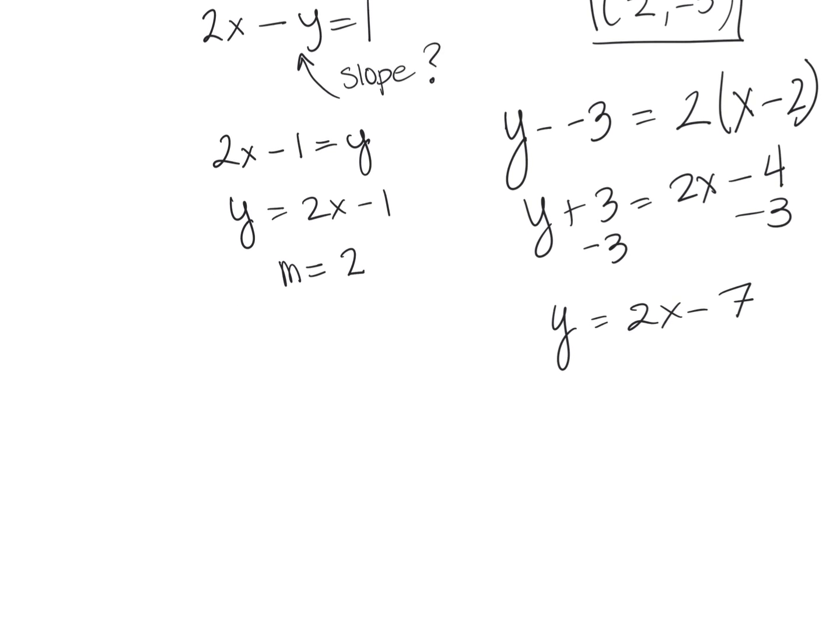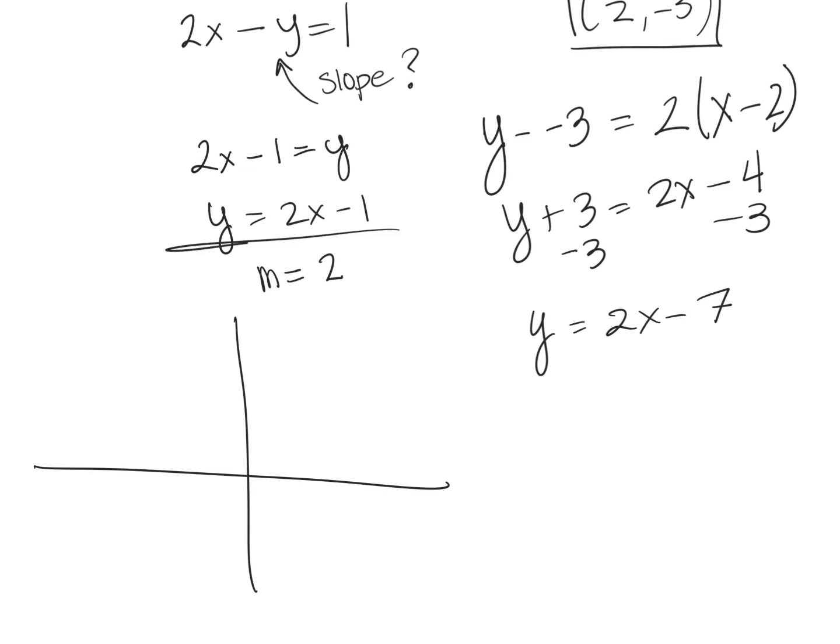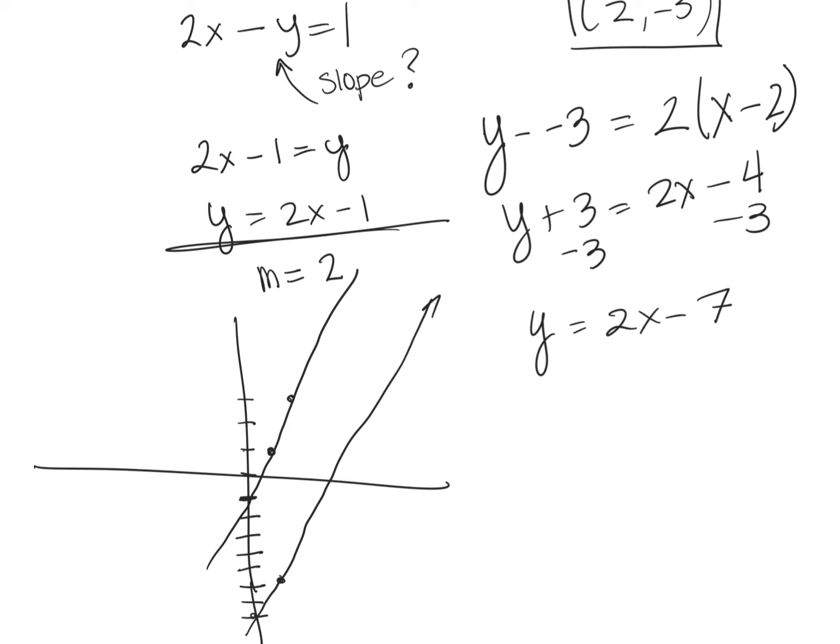So if you think of what's going on here graphically, we have a line right here that crosses at -1. Then you're going to go up 2 over 1, that's my slope, up 2 over 1, and this would be one line right here. This line would go down to -7 and go up 2 over 1, and would be another line here, completely parallel, never touching. All right, so there you have it.